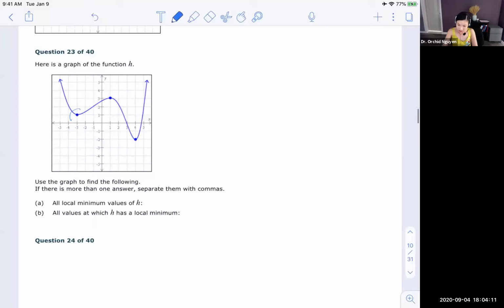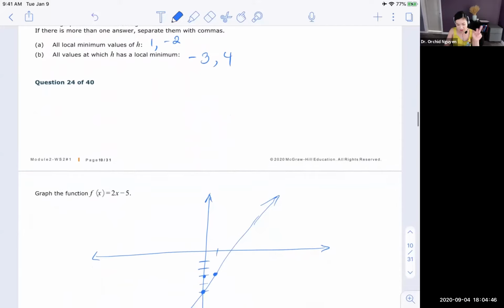Please do not get confused. When they ask you for the local minimum, they're asking you for the y values. So we put 1 and -2 here. And then for part B, they're asking you at which x values is there a local minimum. So this time they're asking you for the x values. So it is -3 and 4. So don't get confused between the local minimum and the values at which you have the local minimum. That's the big difference there.